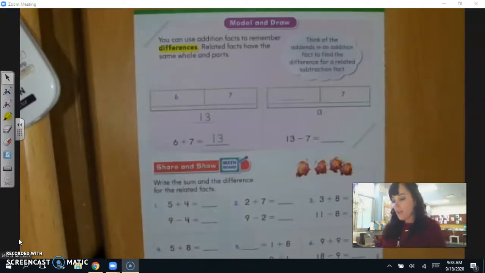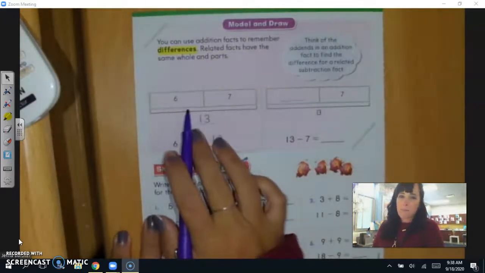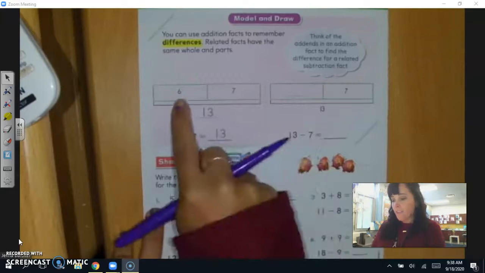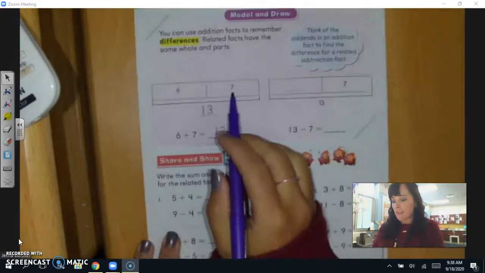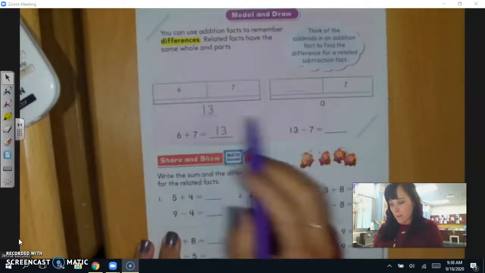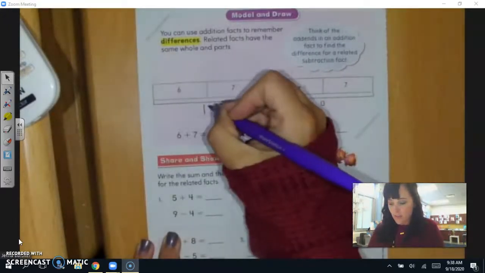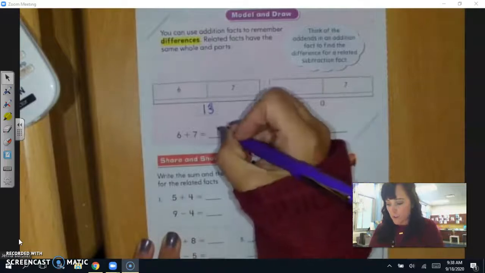So down here, you see it's a bar graph. It's called a bar graph. We have 6 and 7. Those are our add-ins. Remember, add-ins are 2 numbers that we add together. So 6 and 7 together equal 13. All right, you can fill that in if you want. So 6 plus 7 equals 13.